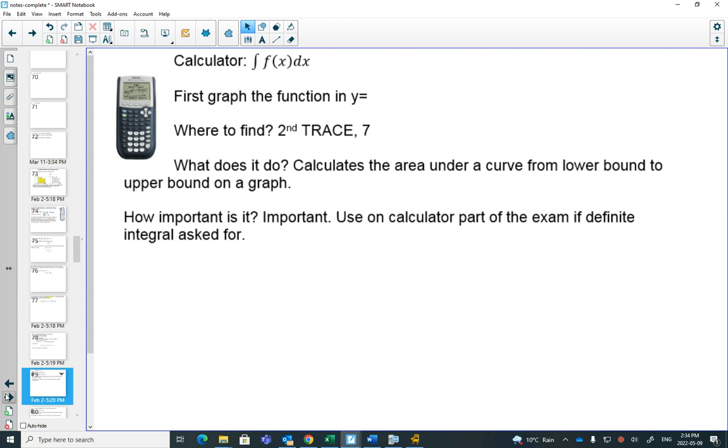So for those of you with a graphing calculator, there is a way to do integrals on there, areas under curves. Maybe we'll look at it after we do an example to see it on our calculator as well.